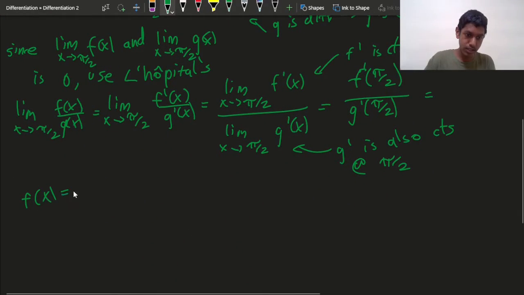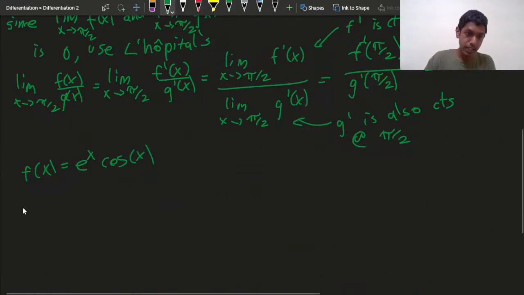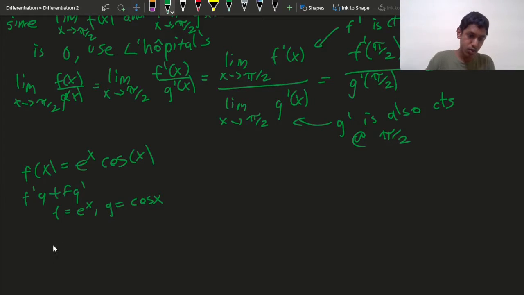So f of x is e to the x cosine x, right? And then we're going to use the product rule. So f prime g plus f g prime. And then our f is going to be e to the x, and then our g is going to be cosine x. So we're going to end up getting an e to the x, and then g is going to be cosine x. And then I'm just going to leave that there as blank space, and then f is going to be e to the x as well, right?